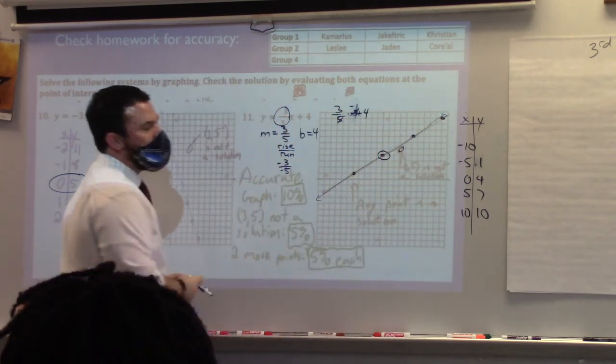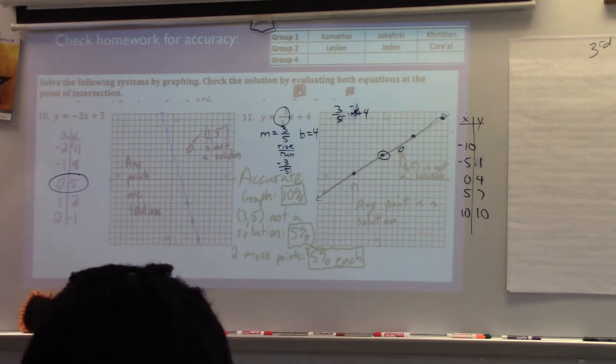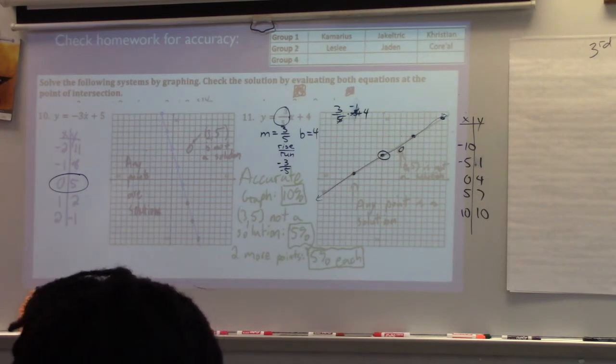Is 3, 5 a solution? No. Why is it not a solution? It's not on the line, right? Remember, you're only going to graph the solutions to that equation, the things that make the equation true. We go with those ideas.